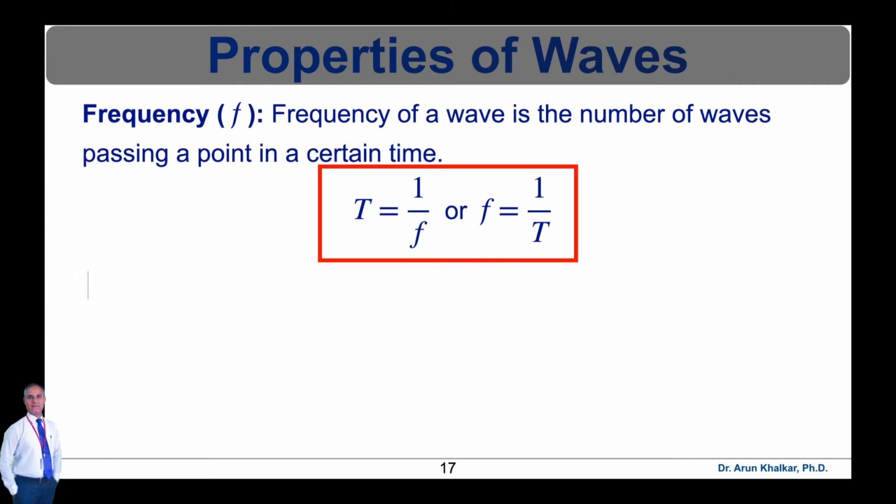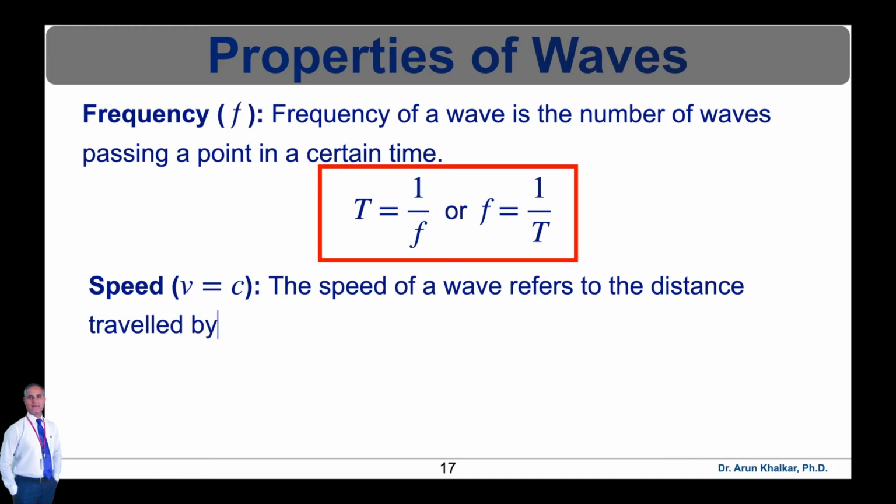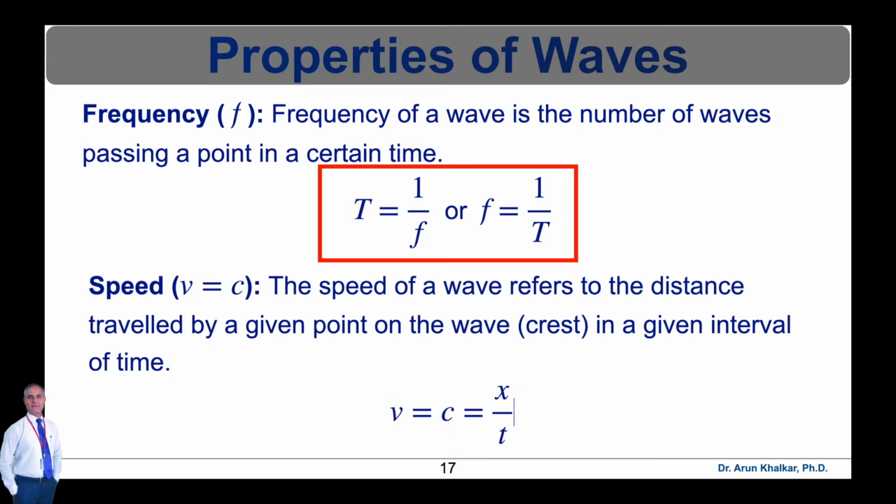Fifth property is speed. The speed of an object means how fast an object moves and is usually expressed as a distance traveled per time of travel. The speed of a wave refers to the distance traveled by a given point on the wave, that is crest, in a given interval of time. That is, speed is equal to distance upon time. Therefore, we can write the equation v = c = x/t. Speed of a wave is thus measured in meter per second.